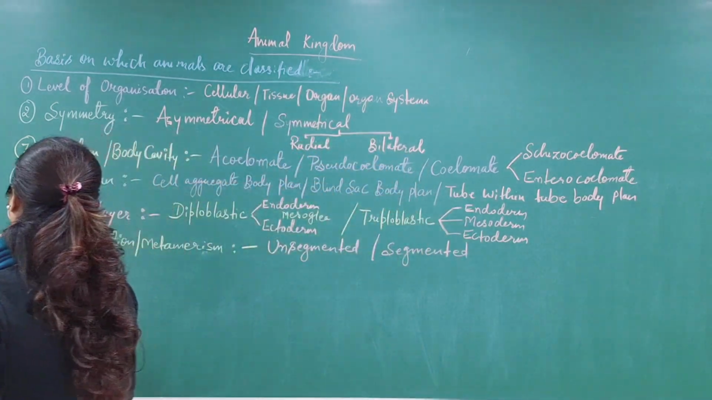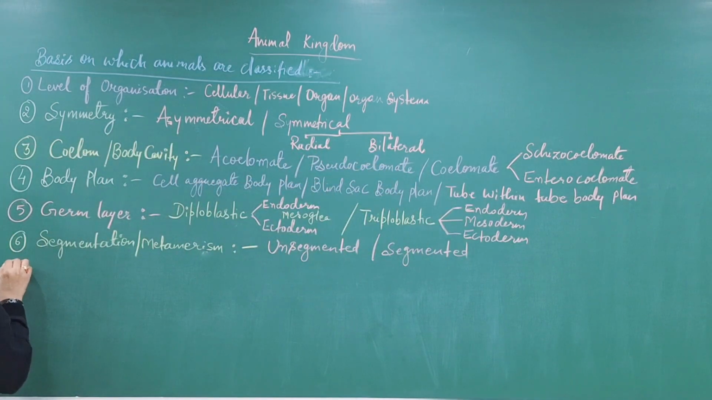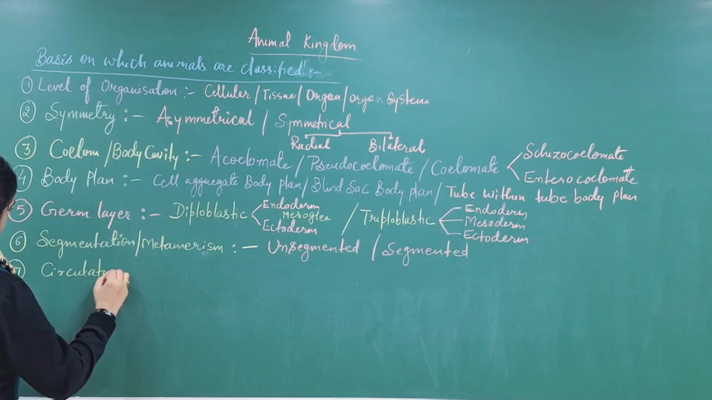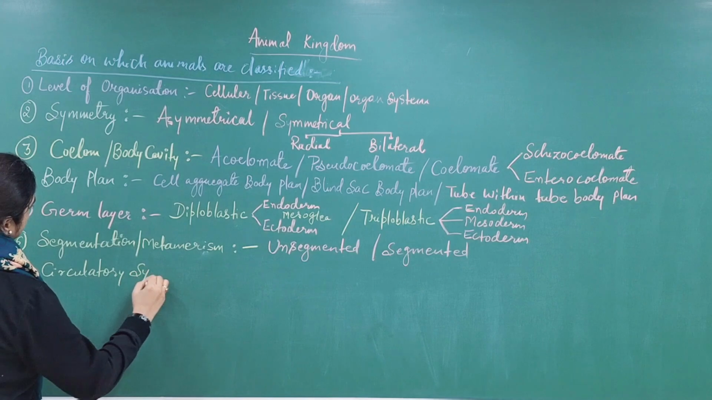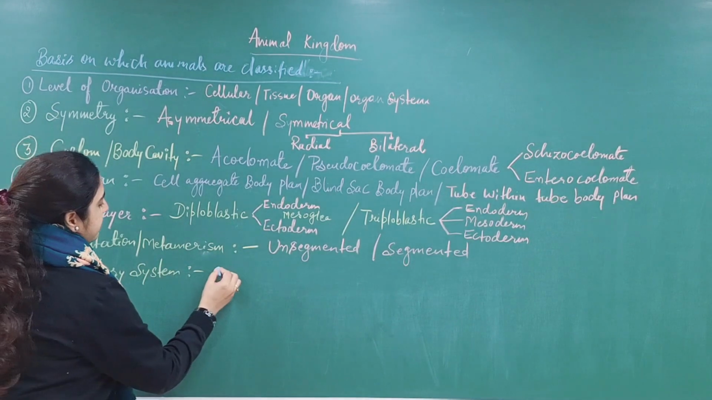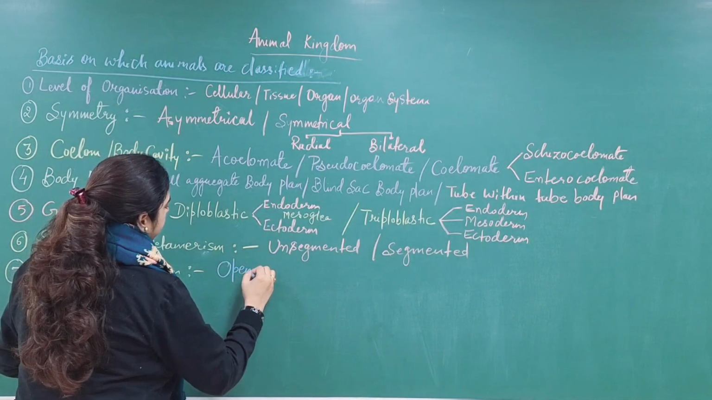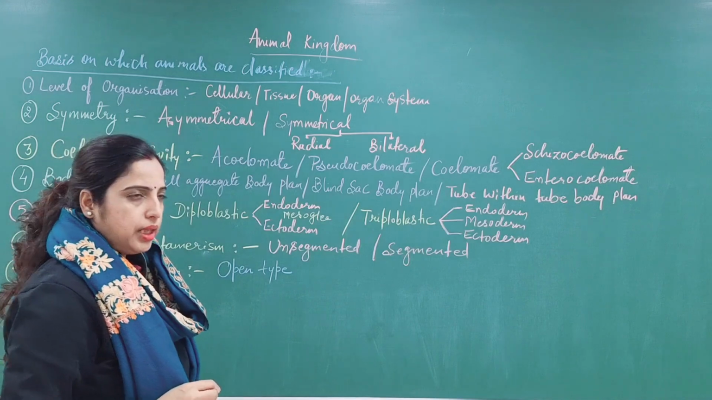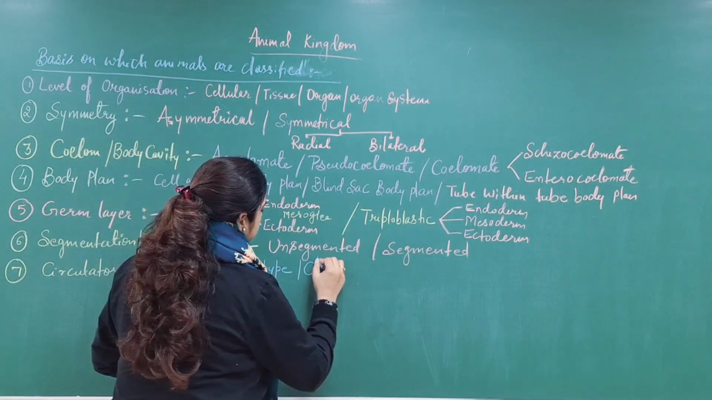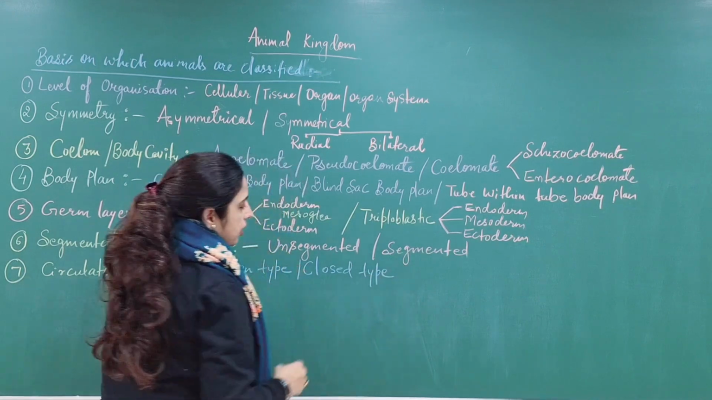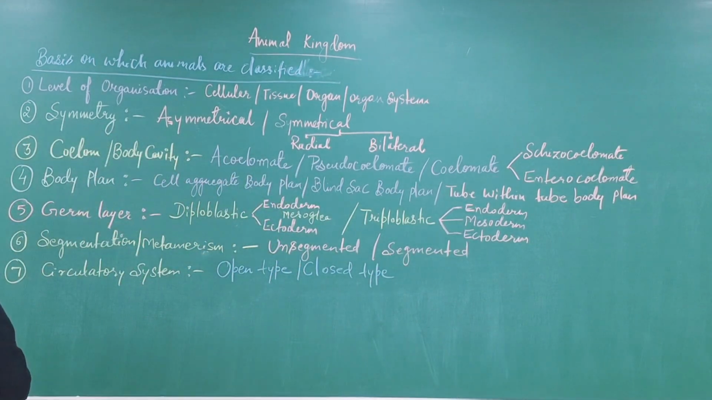The other one is the circulatory system. The circulatory system could be of open type, when the blood bathes all the organs and is not flowing in blood vessels, and if it is closed type, the blood will be flowing in the vessels. Then what else?